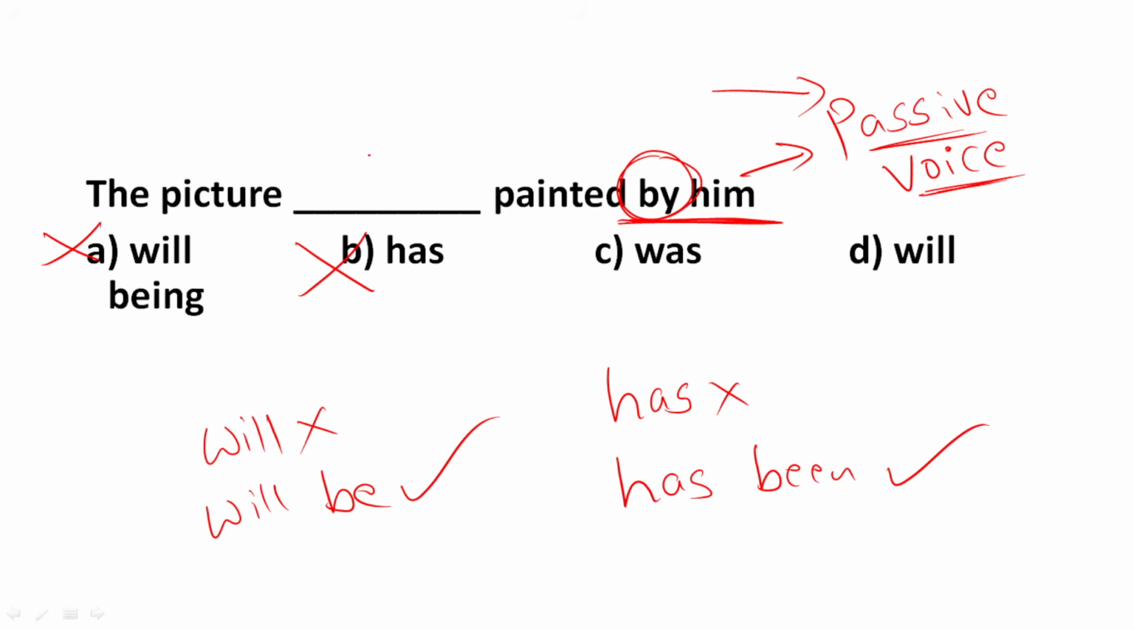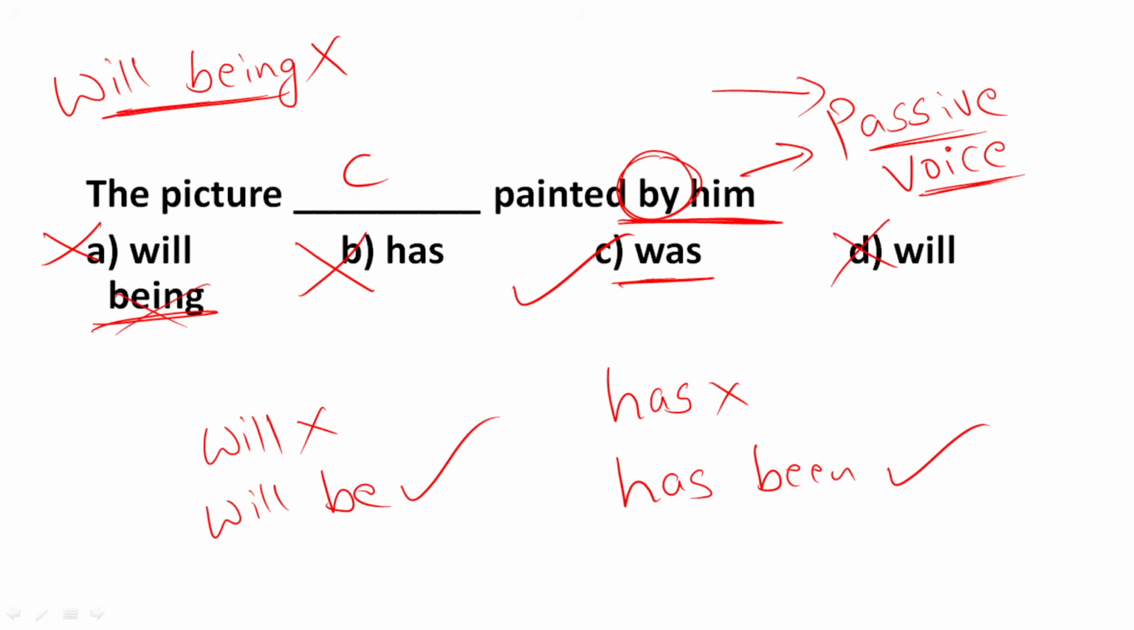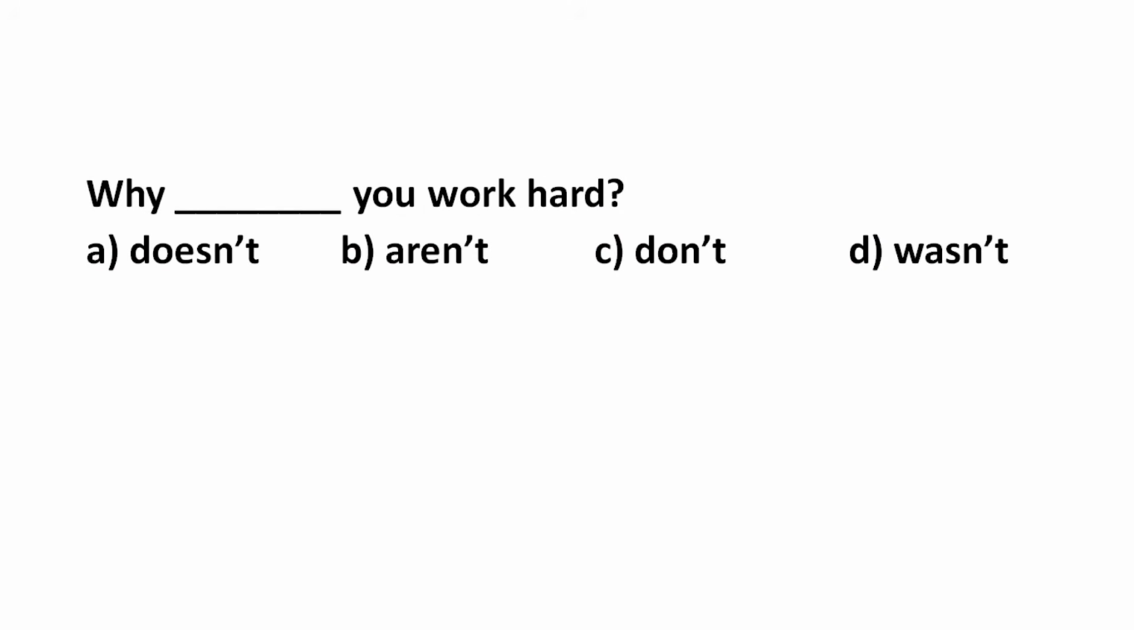Now the right answer is option C. The picture was painted by him. You may be asking me a question, sir, what about the fourth option? I think the fourth option you can instantly say is wrong because will being as grammar itself doesn't exist. You can never say will being. It doesn't exist in the English language. We'll go to the next question.